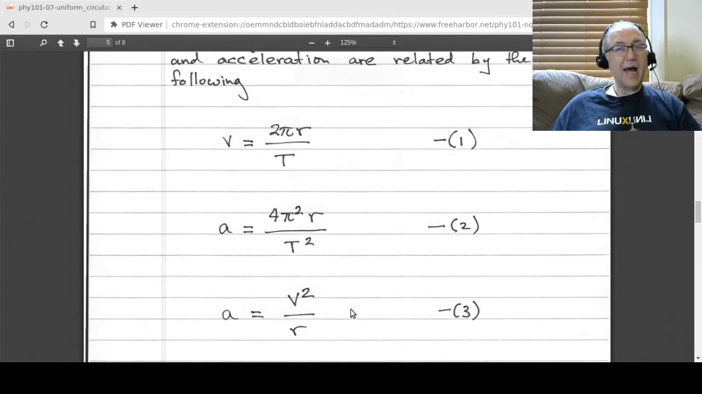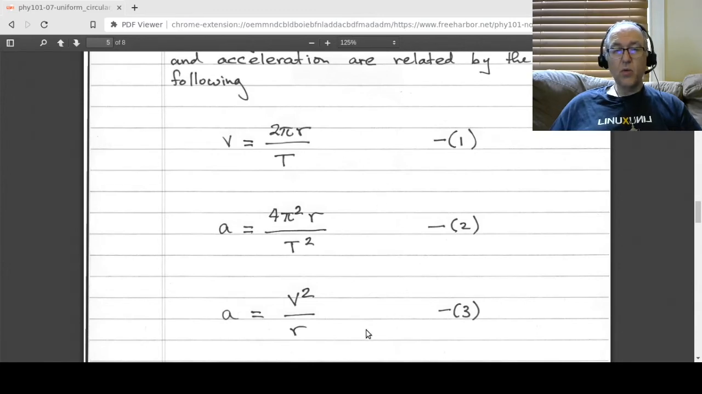Equation 3 is not a new equation, but just like you saw in 1D kinematics with constant acceleration, eliminating a time variable is very useful for some problems. So if you eliminate the period between 1 and 2, you get equation 3, and equation 3 says that the centripetal acceleration is equal to v squared divided by r.